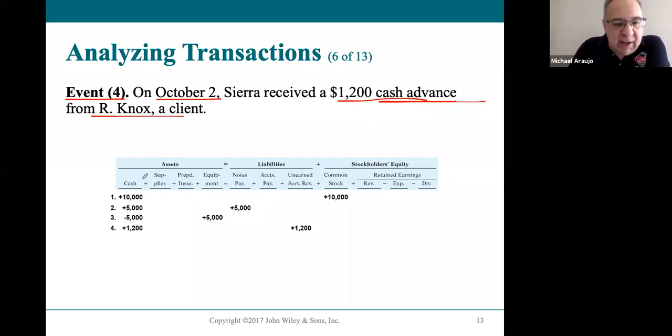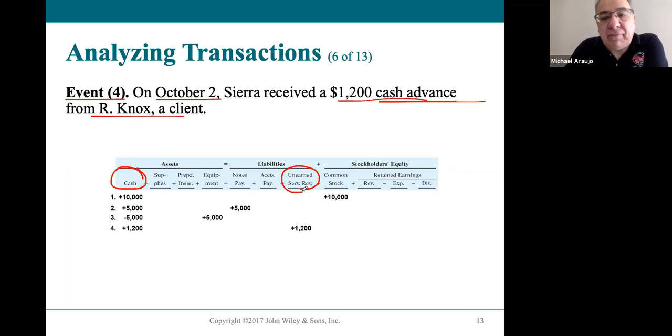So what just happened here? Well, the company had just got a bunch of cash. So certainly cash is affected. $1,200 more of cash just happened to the company. But now the company owes this guy a whole bunch of tours. That's what unearned service revenue is, right? The fact that we owe clients work for what they paid for. And so that is showing here as more unearned service revenue that we just took in. In other words, we owe the client.